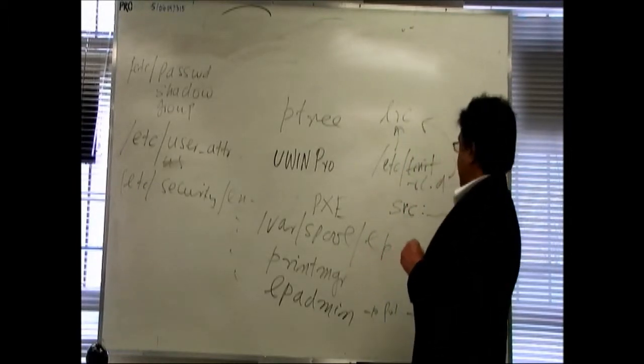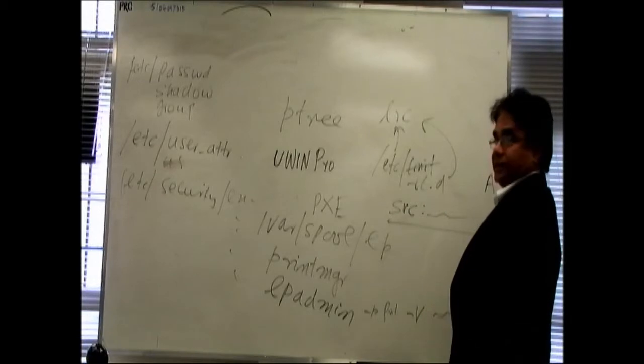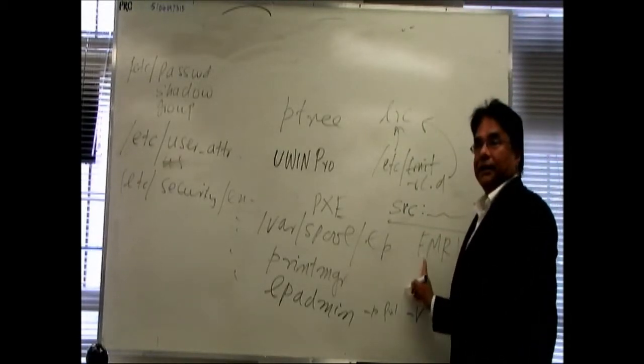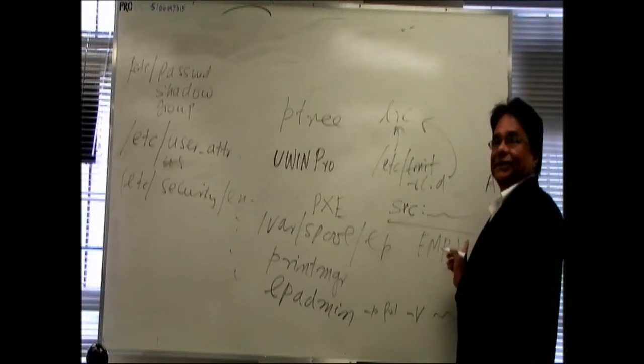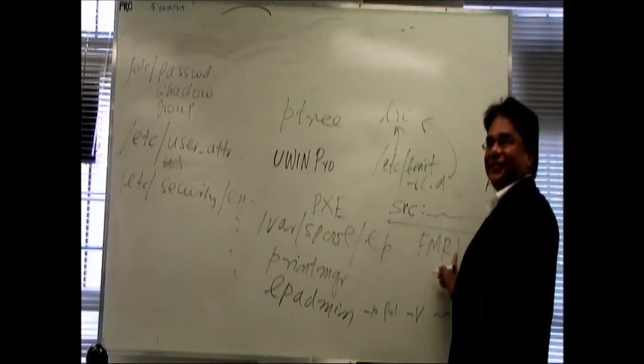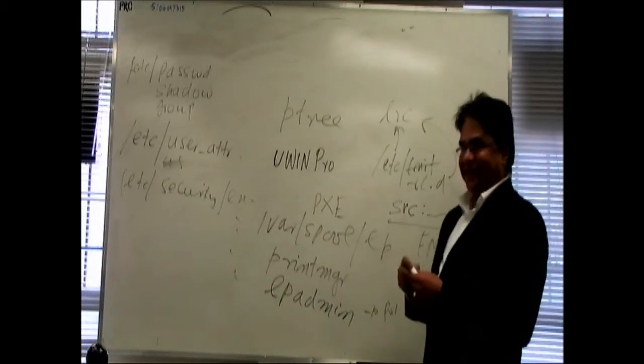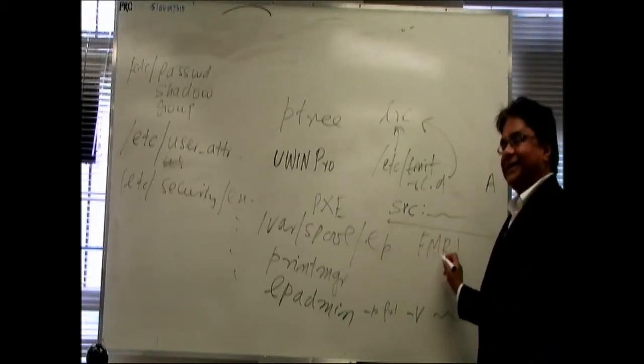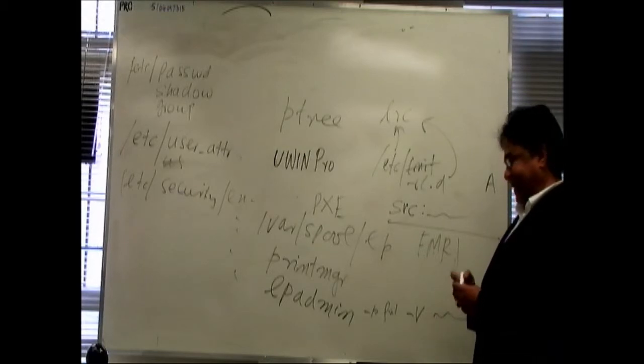So what is this line called? This is called FMRI. FMRI means what? Fault management resource identifier. Fault management resource identifier.